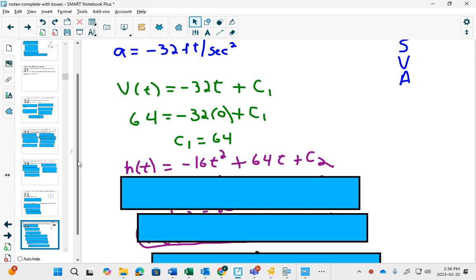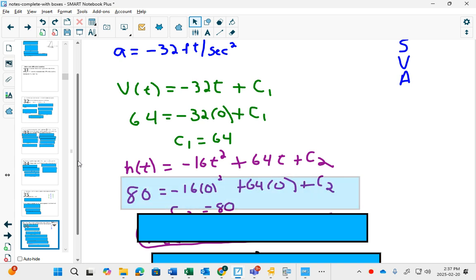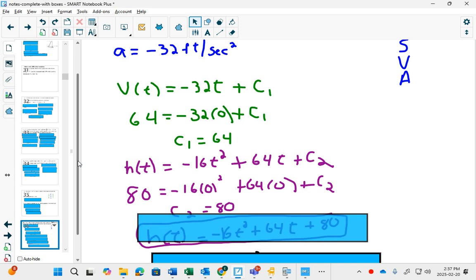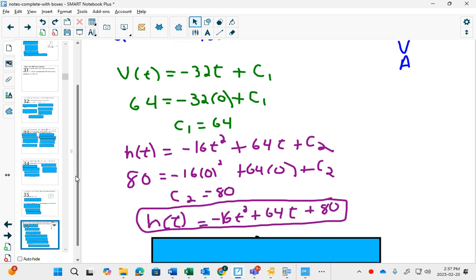Then from here, we can integrate again. Now we have a plus C2. And since we were given an initial height of 80, we saw that C2 is 80.